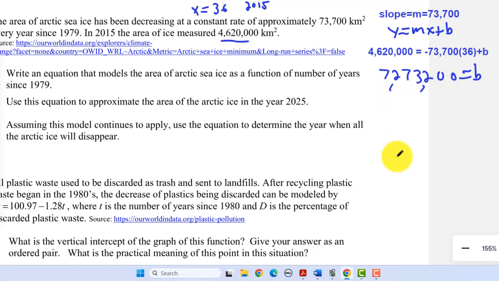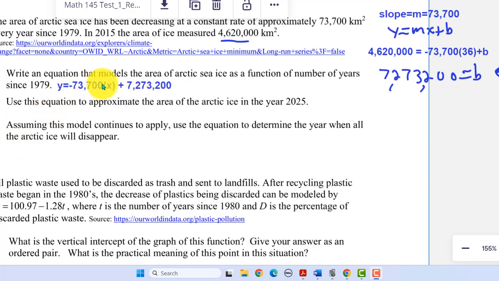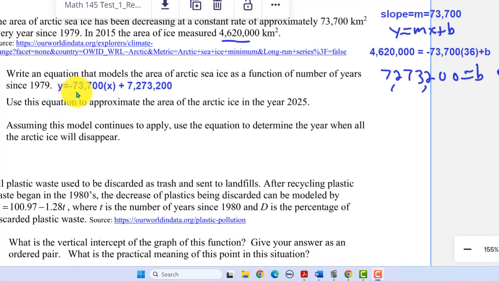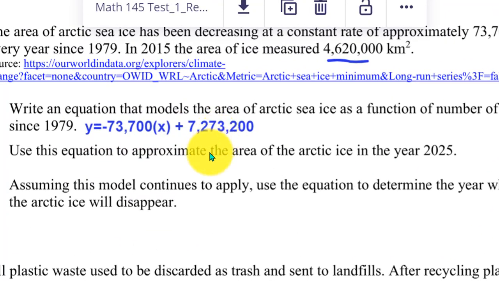I think the answer that they give you in the back of the book is slightly different than this. I believe there's an error in the answer key because I am positive that this value is correct. All right, so when we write the full equation, we're going to write y equals, my m is negative 73,700. And again, I'm going to use the typewriter tool. It just looks neater. So after I take care of the typo, this is our equation, okay?